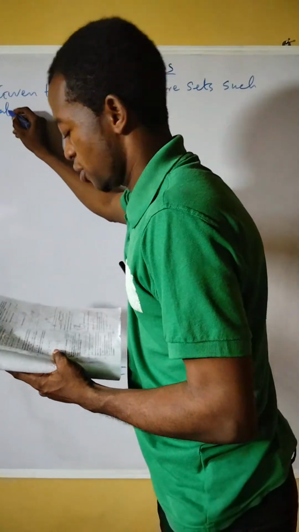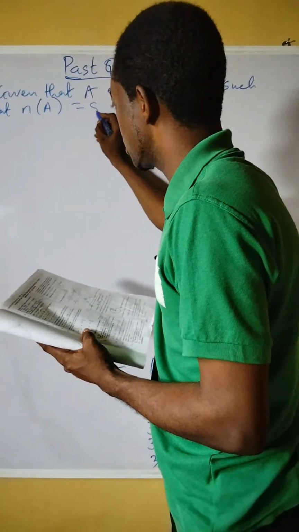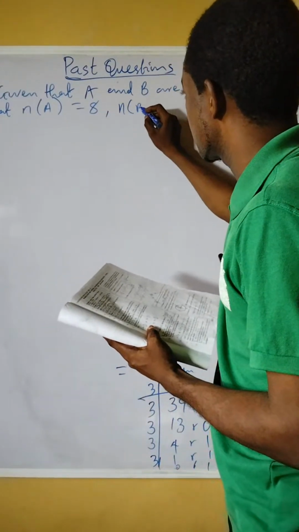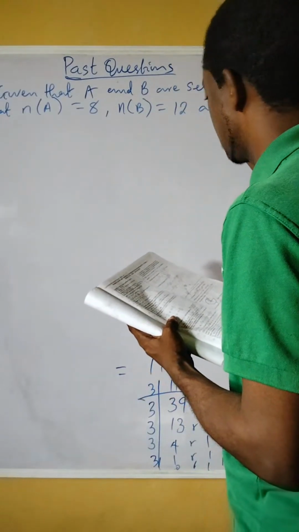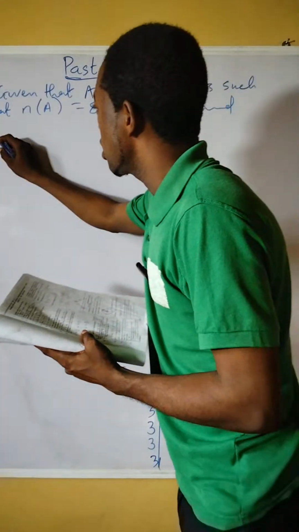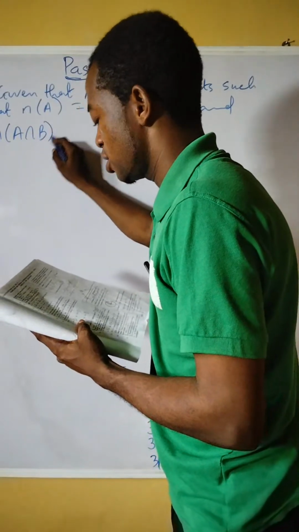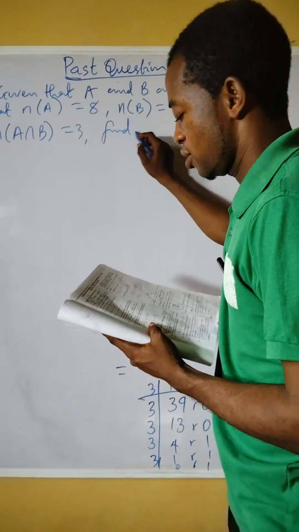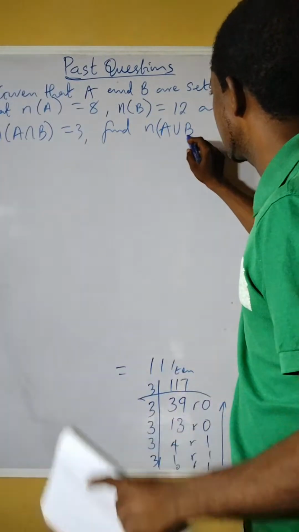number of A is equals to 8, number of B is equals to 12, and number of A intersection B is equals to 3. Find number of A union B.